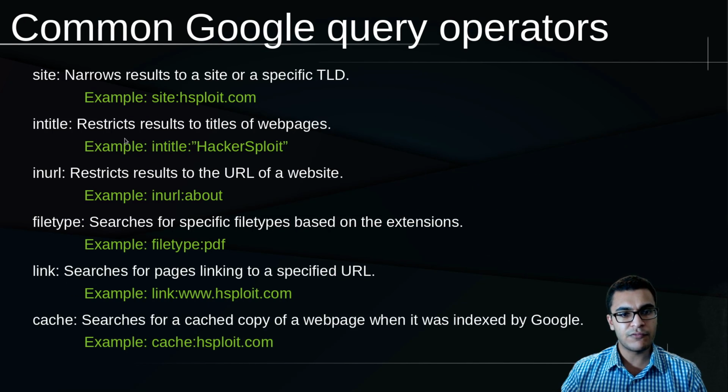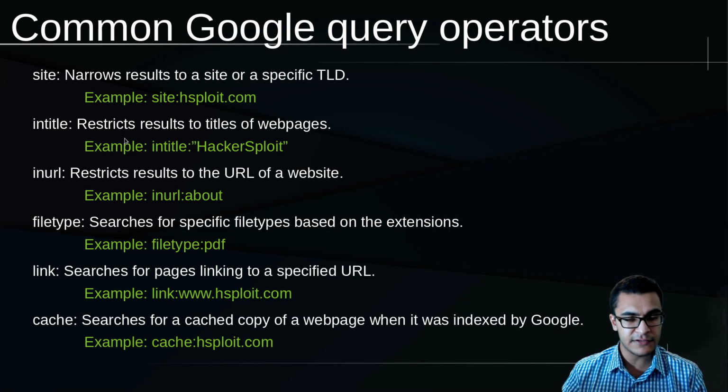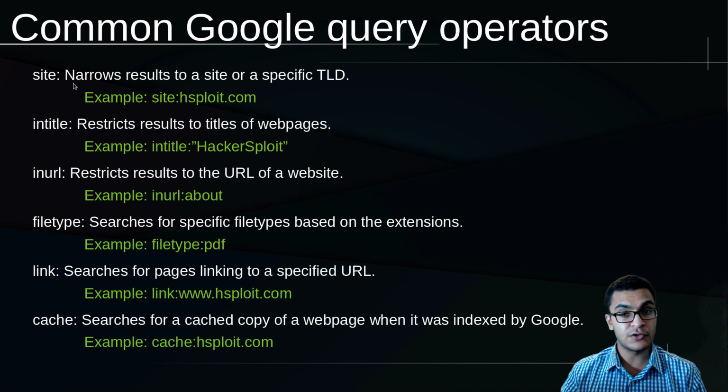So here are some of the common Google query operators that you can use when performing Google hacking. This is not a complete list. I will have a write-up where I'll have all of them on our blog at HackerSploit.com. Some of the basic and most common ones are going to be site, for example. Site will narrow your results to a site or a specific top-level domain.